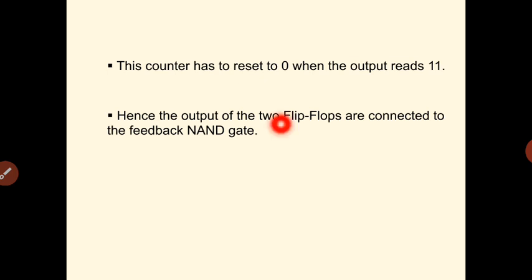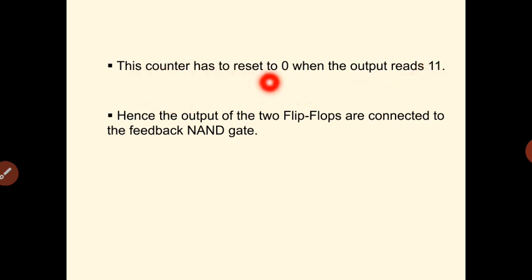So this counter has to reset to 0 when the output reads 1 1. As and when the third clock pulse is applied, so that the output reads 1 1, as and when 1 1 is available at the outputs QA and QB, which are given as inputs to the NAND gate, the NAND gate output becomes 0. That 0 output of the NAND gate clears the two flip-flops.